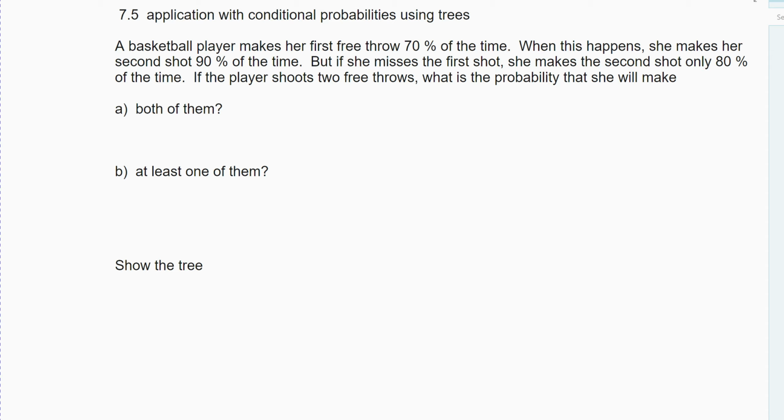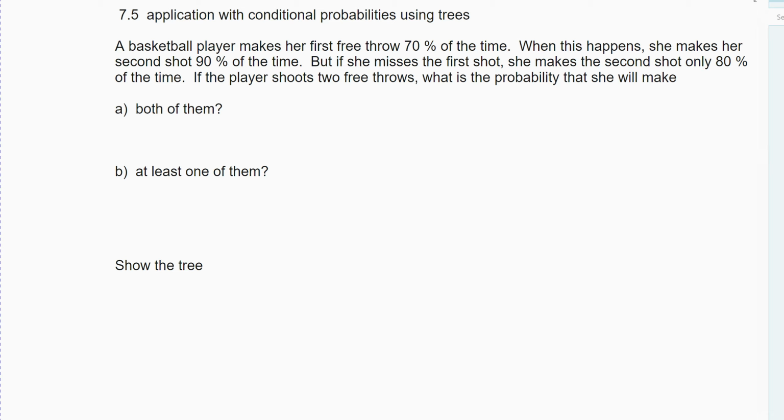So the first example. Suppose that we have statistical information on a basketball player. Based on her statistics, so these would be estimated probabilities based on statistics, she will make her first free throw 70% of the time. We're assuming the statistical data is based on the fact she's shooting two free throws, one and then the next. 70% of the time the first free throw will go in, which means she'll miss it 30% of the time, 100% of the outcomes. When this happens, she'll make her second shot 90% of the time, but if she misses the first shot, only 80% of the second shots will be made.